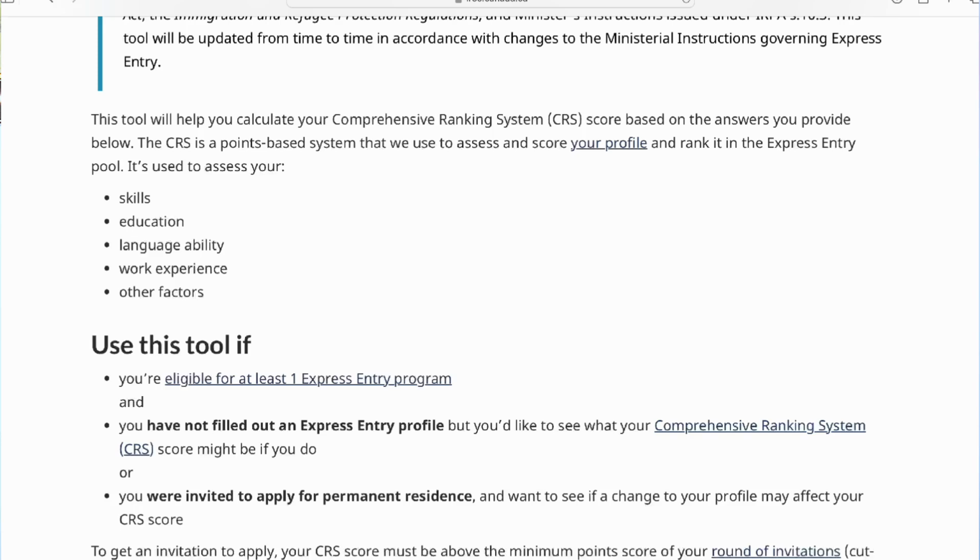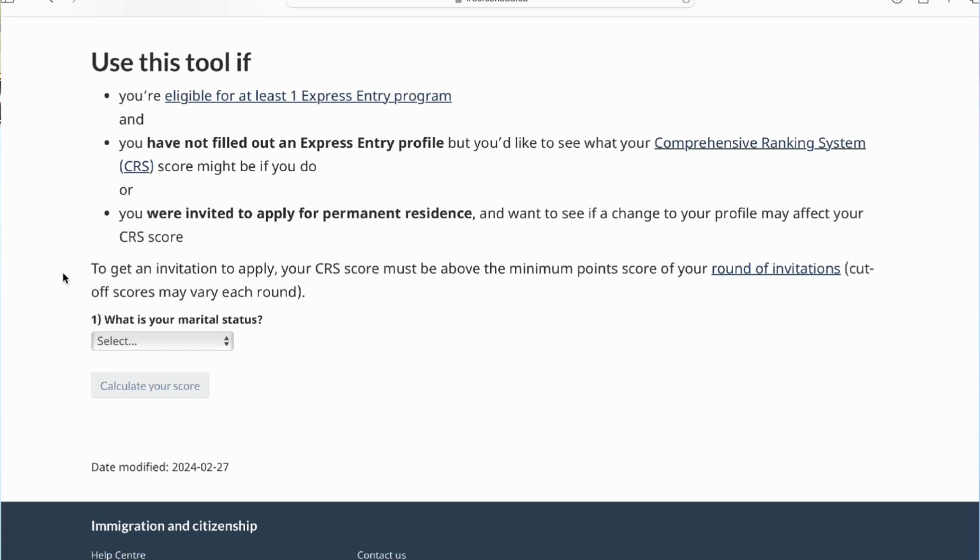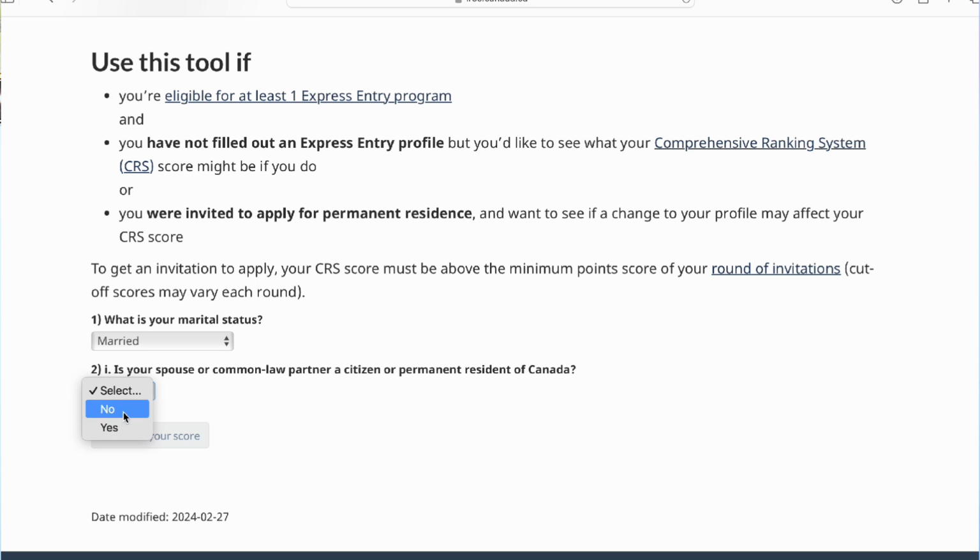You get it. So once you put married, the next question is: is your spouse or common law partner a citizen or permanent resident of Canada? Like, yeah, we are permanent residents. Let's say this is when we had not even known how it was going to go.